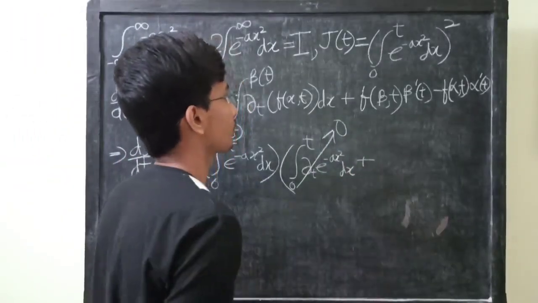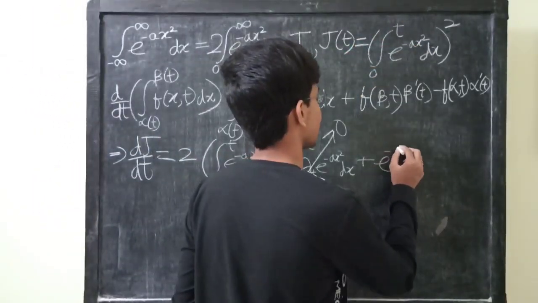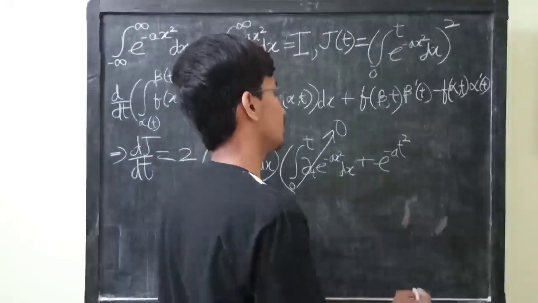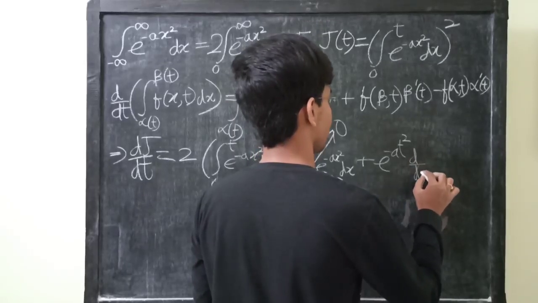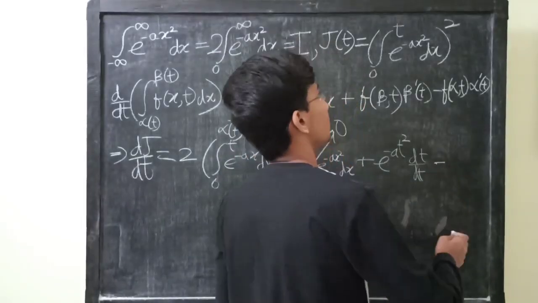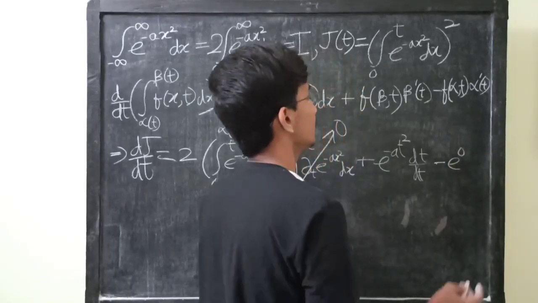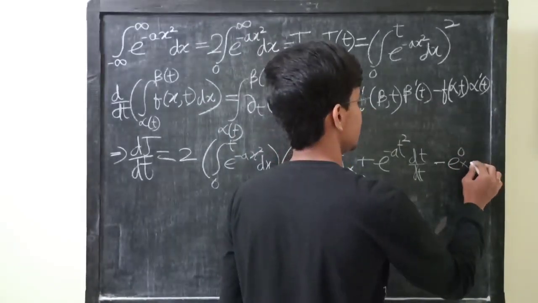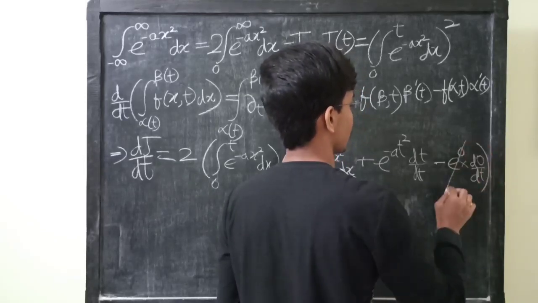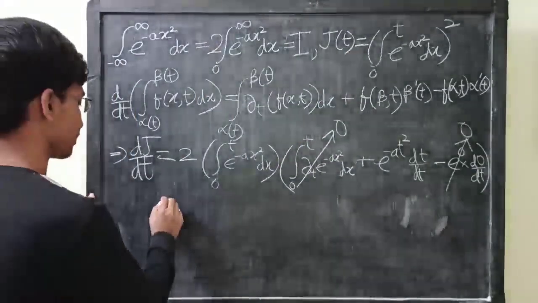Then we have putting the upper limit, that is t, in place of x, we have e to the power minus a t square, then the derivative of the upper limit with respect to t, which is nothing but d by dt of t, which is just 1, minus putting 0 in place of x, e to the power 0, times d0 by dt, which is just 0. So this term is also nothing but 0. So what we are left with is this.